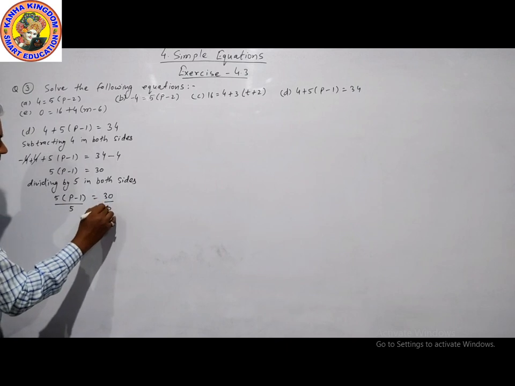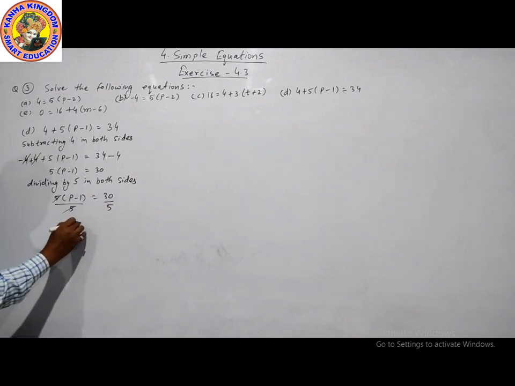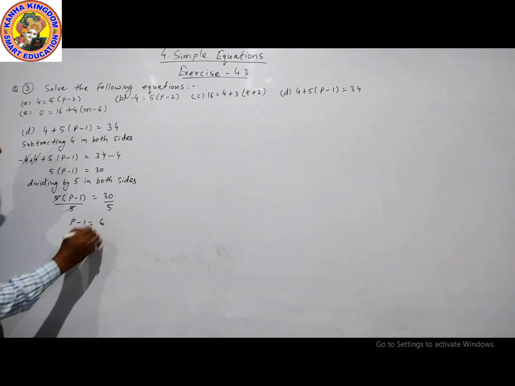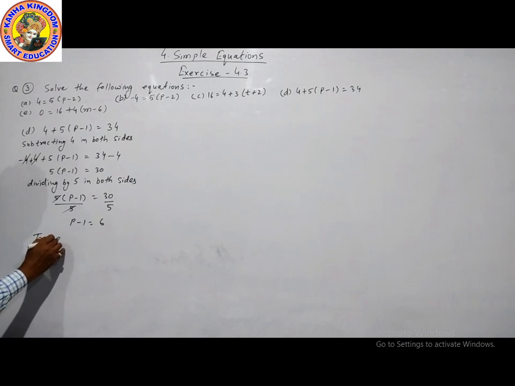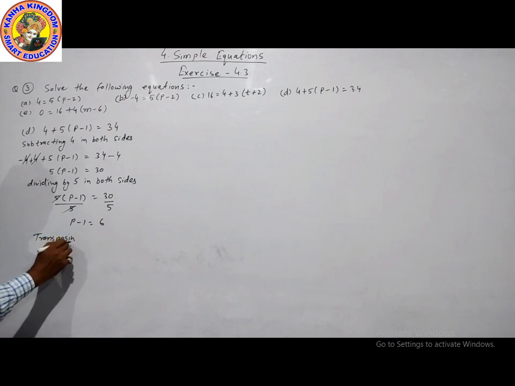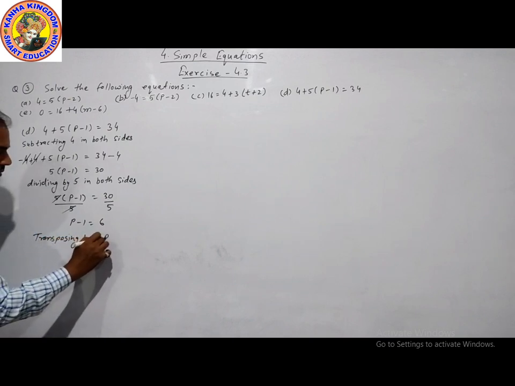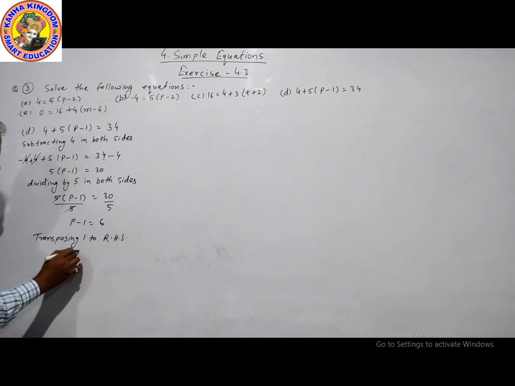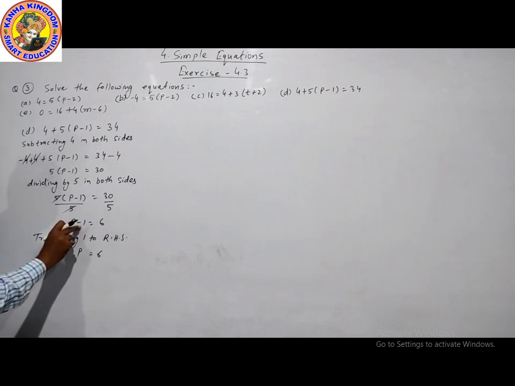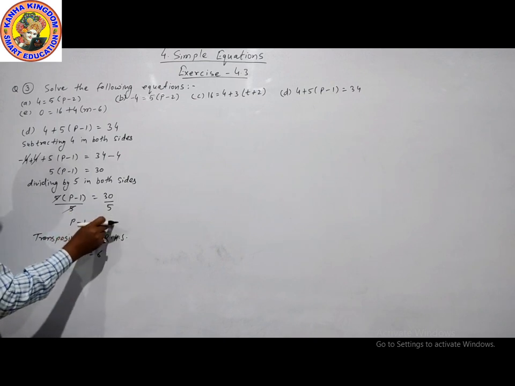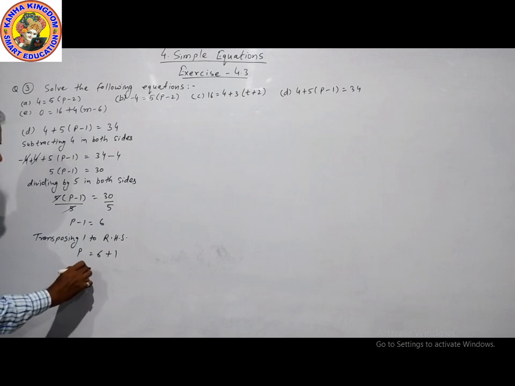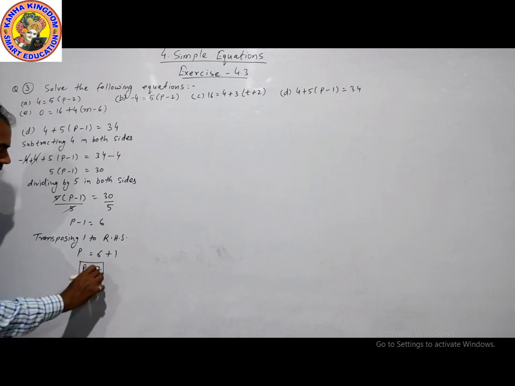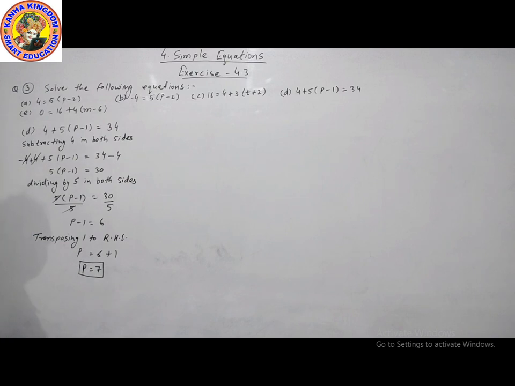Divide by 5, divide by 5. 5 and 5 will cancel. P minus 1. We can divide 30 by 5, that is 6. Now transposing 1 to the right hand side. Here is minus 1, goes to the right hand side. When it goes to the right hand side, the sign will be changed. Minus will convert into plus. This is plus 1. P is equal to 7. This is our solution.